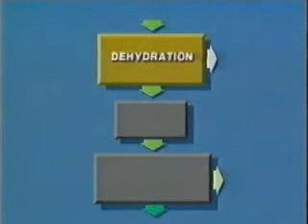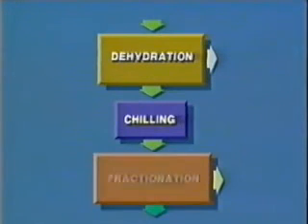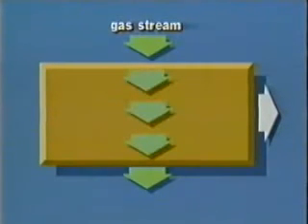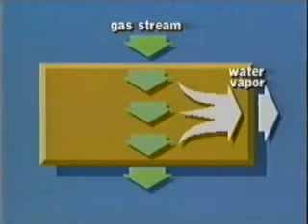Cryogenic processing of a natural gas stream involves three basic steps: dehydration, chilling, and fractionation. Dehydration is the removal of water from a substance. Because of the very cold temperatures in cryogenic processing, almost all the water vapor must be removed from the gas stream. Any water vapor remaining will form hydrates, which can damage equipment and even stop the flow of gas.